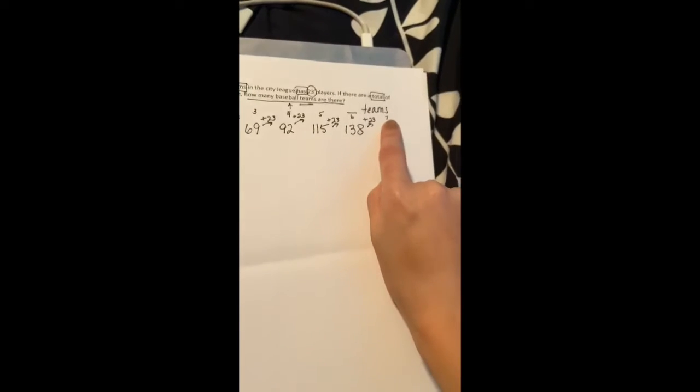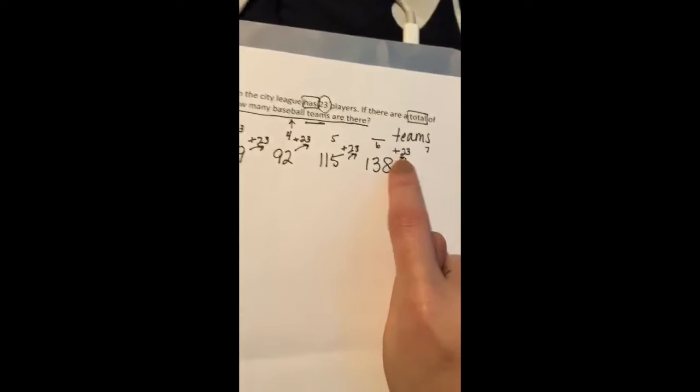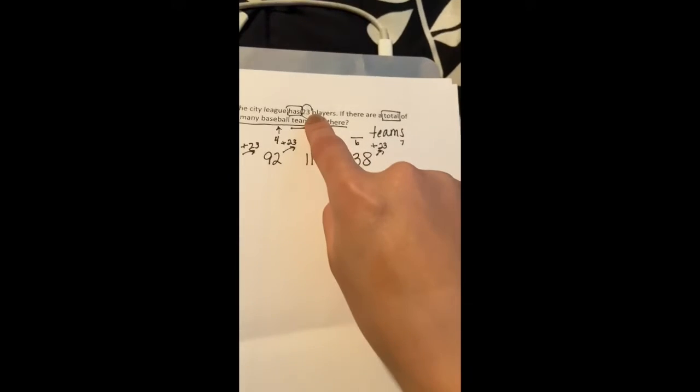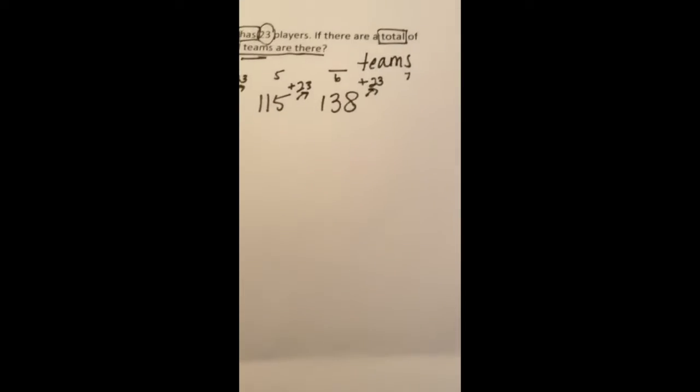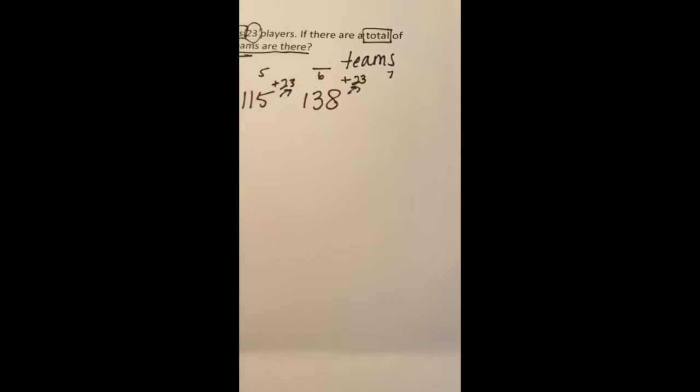I'm going to keep going. I'm going to add another 23 because remember, I'm adding another team. I'm going from 6 teams to 7 teams, which means I have to be adding 23 players because I know that there are 23 players for each team. Okay, so that's why I'm continuously adding 23 to what I already have.